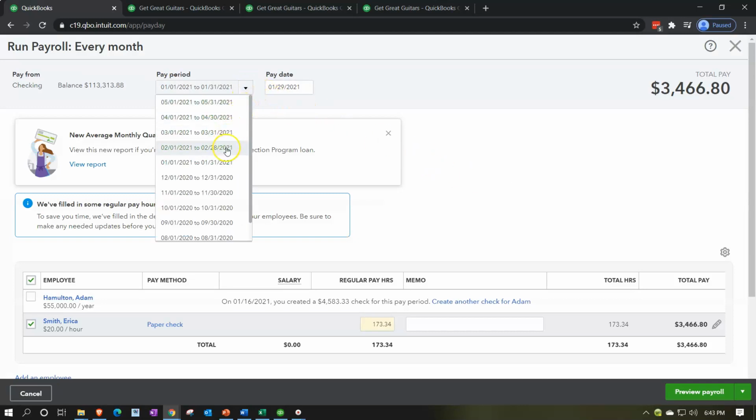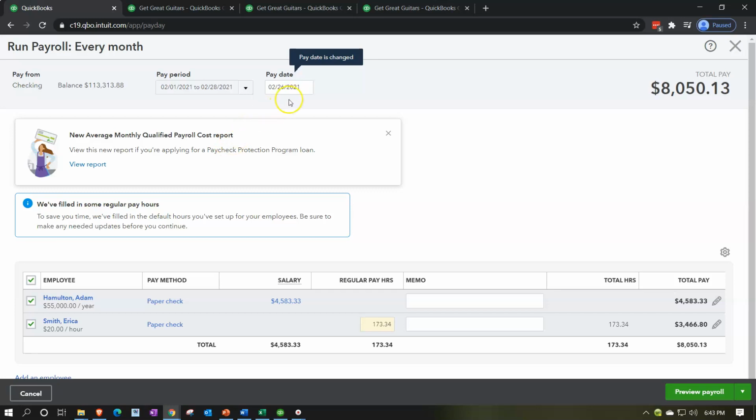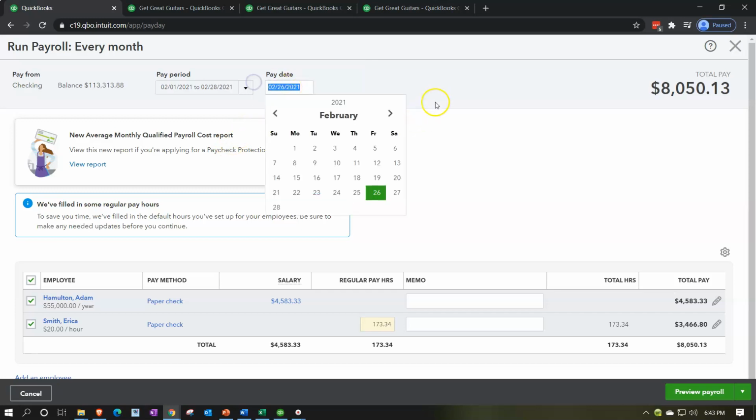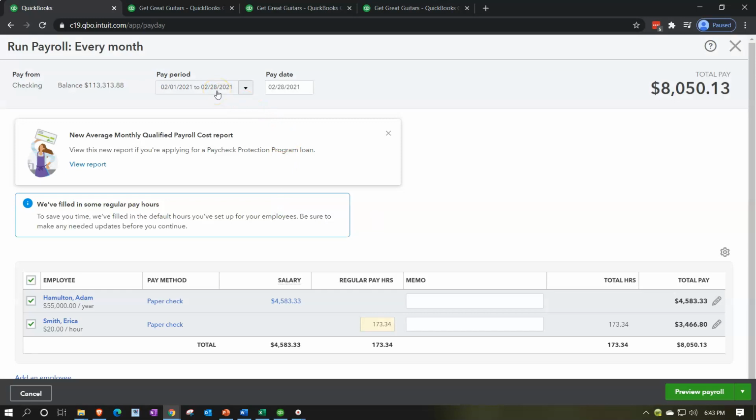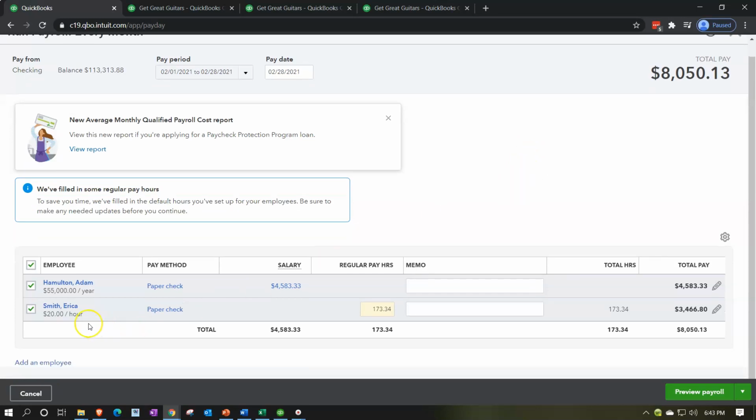This is going to be for 2/1/21, so we want 2/1/21 to 2/28. That's going to be our period that's going to be covered. We're going to imagine that we're processing this on the end of the month, the 28th. The ending period for the period and the date we have the check are not necessarily on the same day. You could have some space there, but I'm going to put that on the same day for our practice problem. And I'm not going to pay Erica through this system. We're going to try to do that manually. Let's just pay Adam through this system.